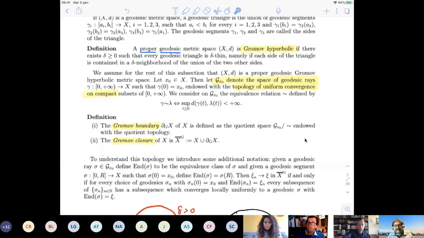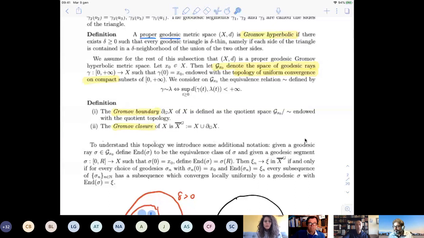Okay, but then do you know also something about completeness? Let's say that we start with a metric space that is complete. Do you know if, where you end up, this compactification is complete? Yes, because it's going to be compact. The Gromov compactification is compact. Okay. And another question: is this Gromov hyperbolic condition preserved under Gromov-Hausdorff convergence?